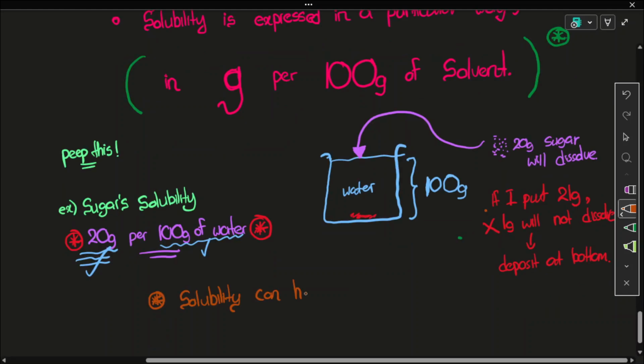can actually be altered. You can actually increase this solubility. How? How can you actually go about increasing solubility? You can increase the temperature. If you increase the temperature, solubility will go up.